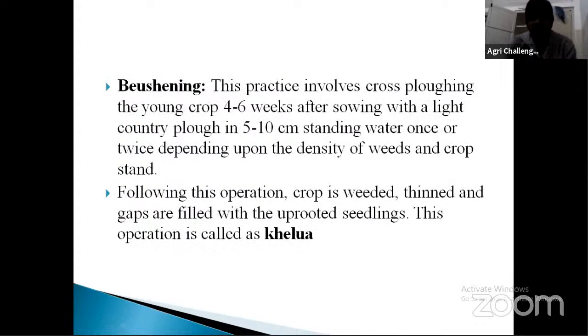Next one is Beushening. Beushening means cross ploughing the young crop 4 to 6 weeks after sowing with a light country plough in 5 to 10 centimeters standing water, once or twice depending upon density of weeds and crop stand.